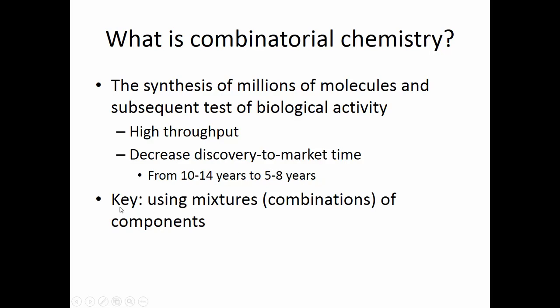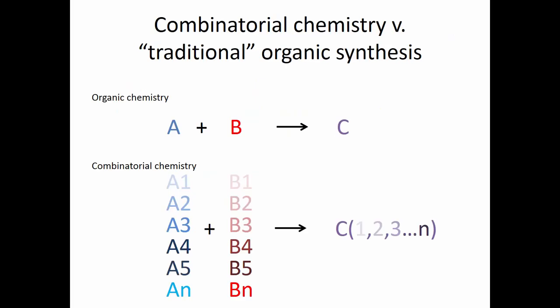The key, and this is the hallmark of combinatorial chemistry, is using mixtures of compounds, combining components and reacting them together to make a mega library of different molecules that could potentially be used as active compounds, as drugs. We can take a look at this in a vague fashion here when we look at combinatorial chemistry versus traditional organic synthesis approaches.